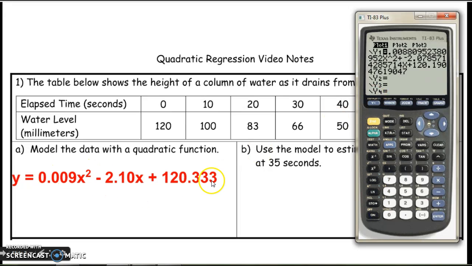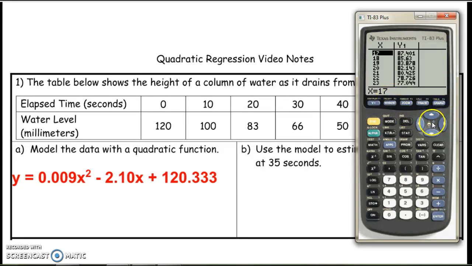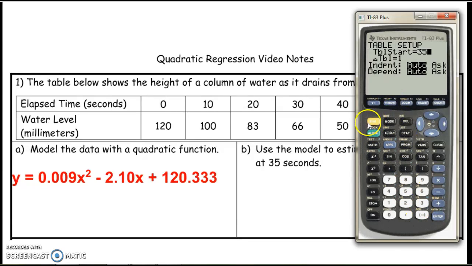And if you notice here, I rounded my equation. So if I go to 35 seconds, because that's when x is 35, I go to second and graph to look at my table. I want to go down to 35, but I don't want to arrow down all that way, there'd be too much clicking, so I'm going to do second and window, and table starts at 35.